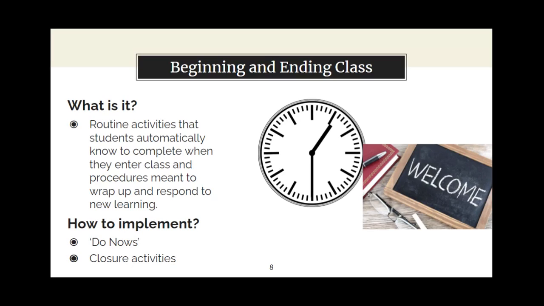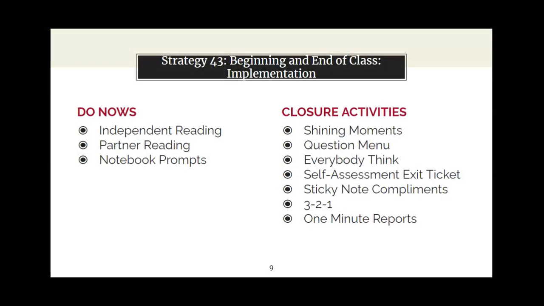Strategy 43 explores beginning and ending the class. Beginning the class explores routine activities that students automatically know to complete when they enter the classroom. Ending class procedures are meant to give students an opportunity to respond to new learning and wrap up the day. These are implemented through do nows and closure activities.